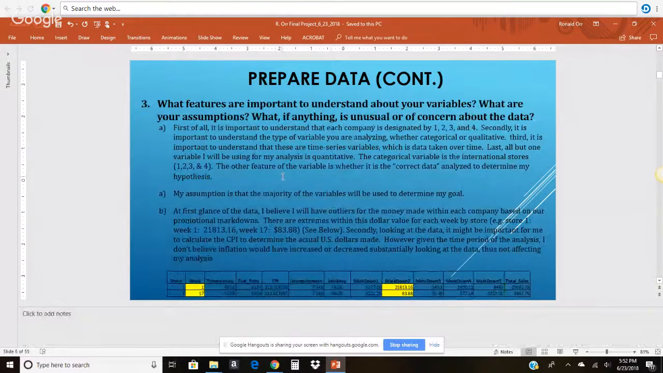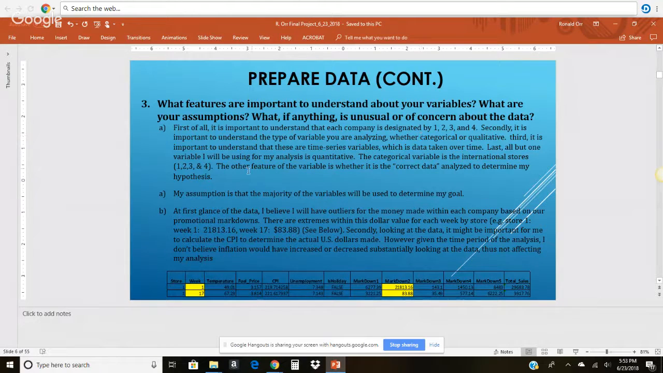So what was important to me about these variables and what were my assumptions? Well, first of all, it's important to understand that each company is designated by 1, 2, 3, and 4. These stores are not numbers, and that's very important to understand when you analyze this information. Secondly, it's important to understand the type of variable you are analyzing, whether categorical or quantitative. Third, it's important to understand that these are time series variables, which is data taken over time. As I stated before, 52 weeks.